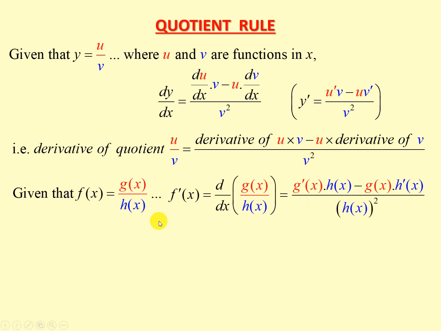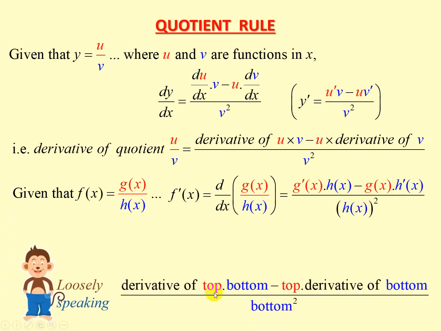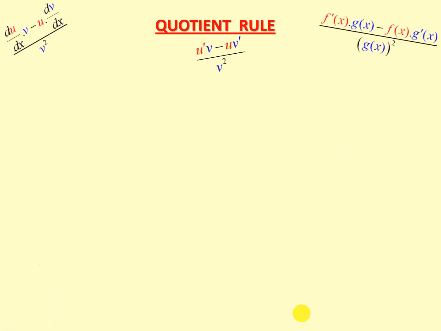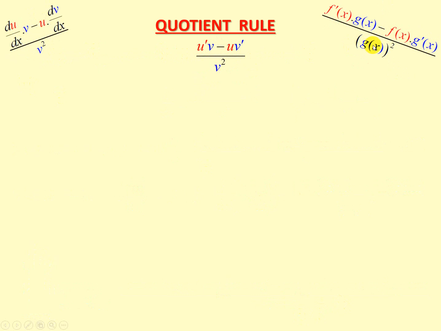Here it is in functional notation. Same thing. We have g of x over h of x, so derivative of g of x over h of x with respect to x is g prime h minus g h prime over h squared. Loosely speaking, derivative of top times bottom minus top times derivative of the bottom over bottom squared. So there we are. We'll keep those reminders. Three different ways we can use them.